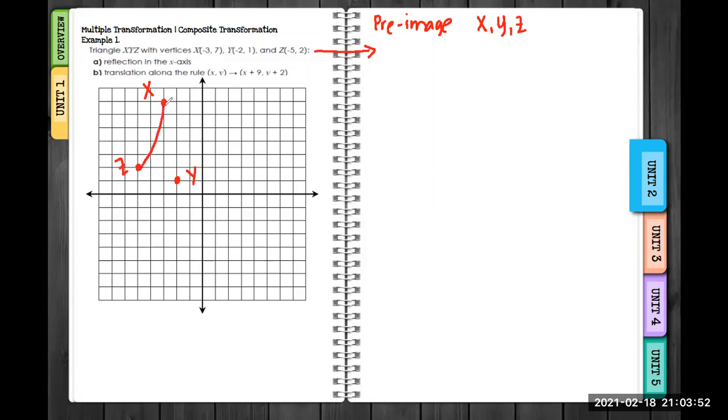Okay, there you go. So this is our pre-image. Again, the coordinates of each would be: X is negative 3, 7. Y is negative 2, 1. Z is negative 5, 2.